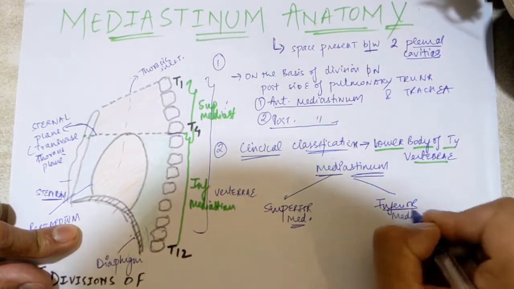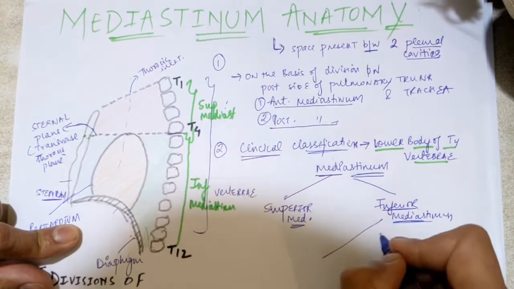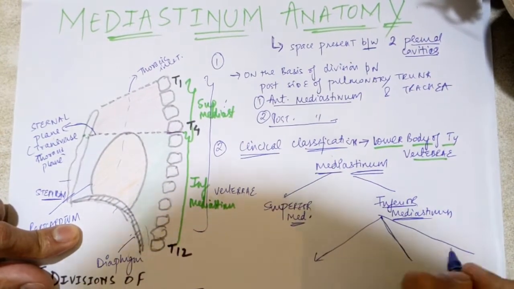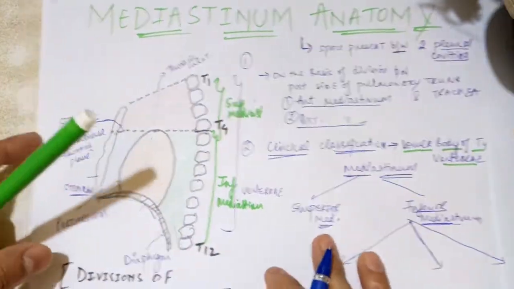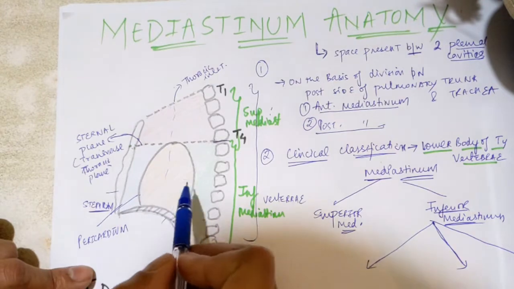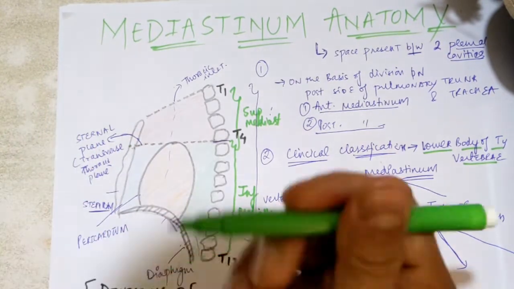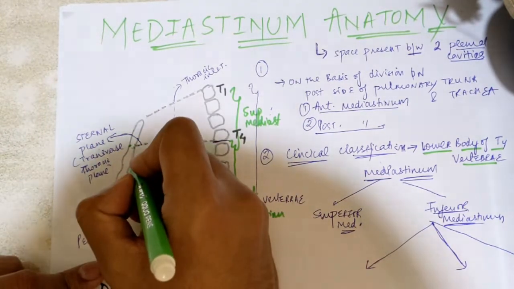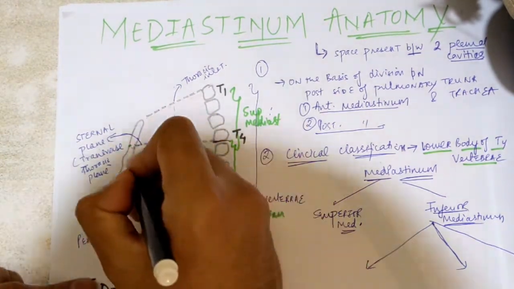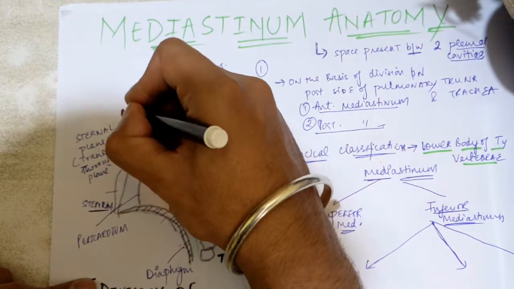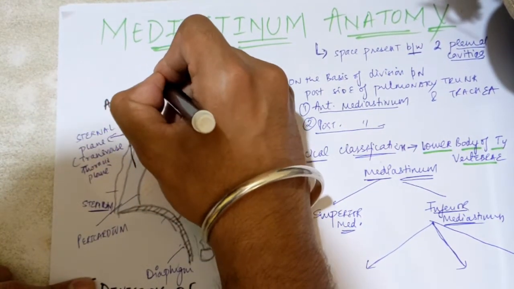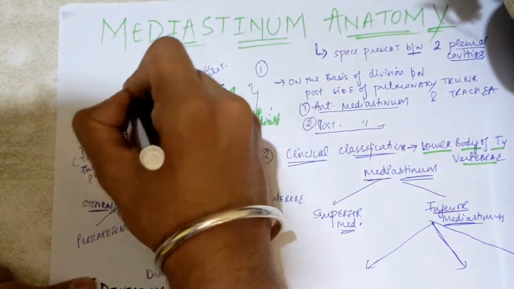Now this inferior mediastinum is further divided into three divisions, three mediastinums. So this is another classification. You can see that below this line is your inferior mediastinum. You can see three different colors here. You can see the sternum. The blue one is your anterior mediastinum, the anterior inferior mediastinum, in simple language, because it is a part of your inferior mediastinum.